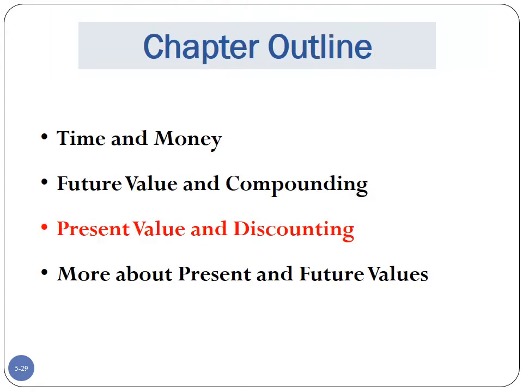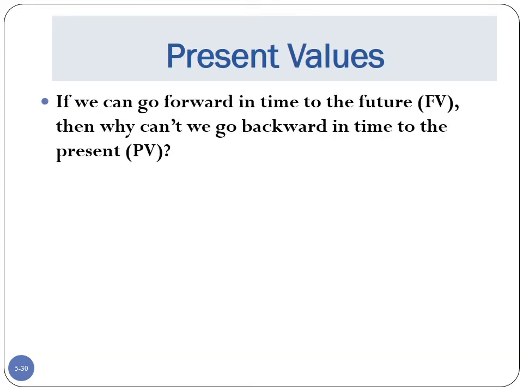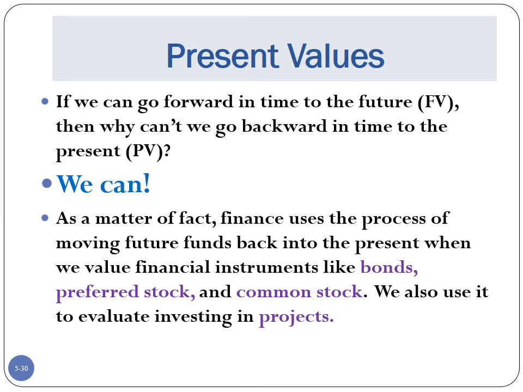One of the important topics here in this chapter is present value and taking future values and discounting them to the present. So if we can go forward in time to the future using compounding, then why can't we go backward in time to do the present value? But we can. Finance uses the process of moving future funds back into the present when we value financial instruments like bonds, preferred stock, common stock, and other financial instruments. We also use it to evaluate investing in projects, and for this class, this is why it's important, because you're going to be doing some project assessment, so you need to look at the time value of money in project evaluation.